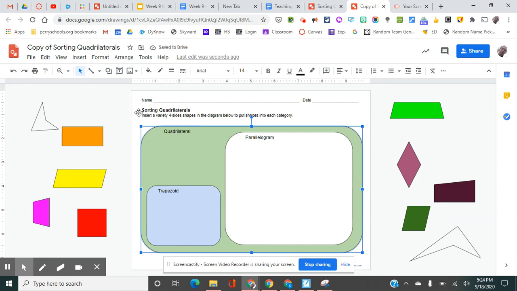All right, fourth graders, that is all. This is classifying quadrilaterals. If you need any help with anything, please let me know, and good luck.